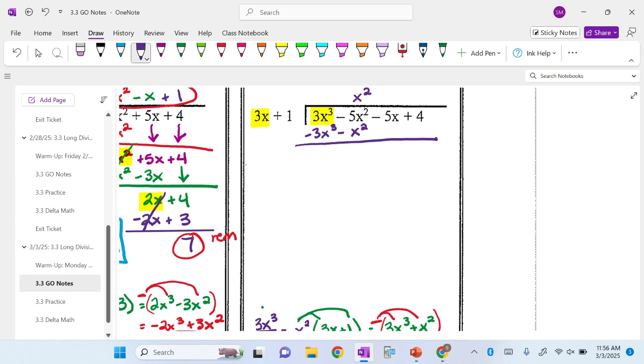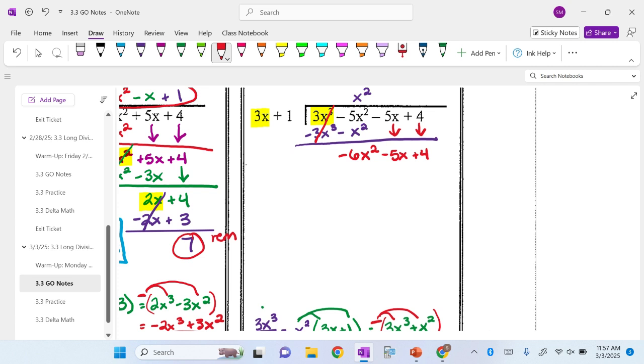So again, if your first term does not cancel out, you did something wrong. So 3x cubed minus 3x cubed is what? 0, goes away. What's negative 5x squared minus x squared? Negative 6x squared. What's my last step? Bring down the other two terms. So this would be minus 5x plus 4.